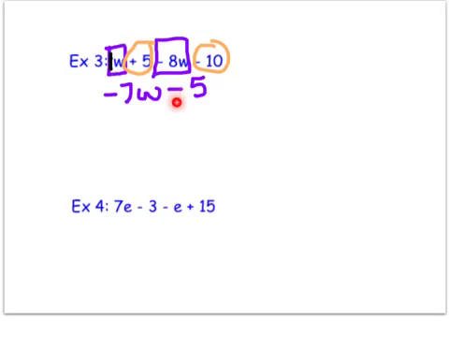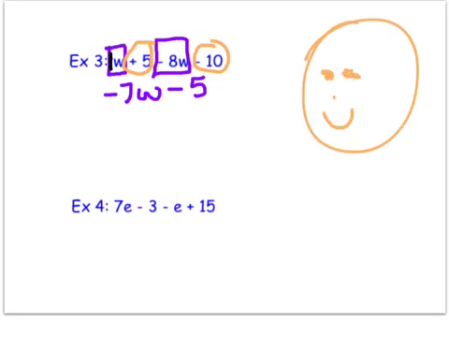So that negative sign is now acting as what? A subtraction sign. Okay, so again, I took 1W minus 8W. That gave me negative 7W. Then I took my plus 5 minus 10, and that gave me negative 5. How's that? You like it? I love combining.